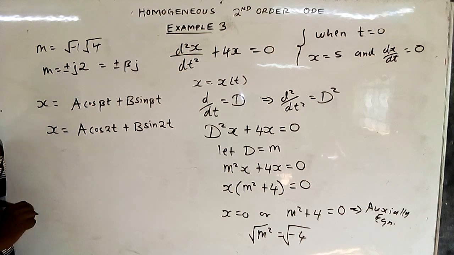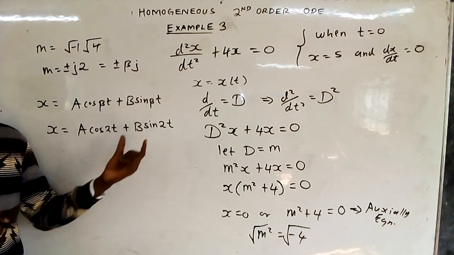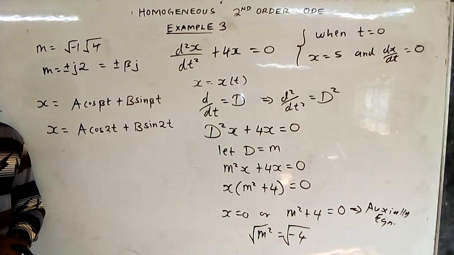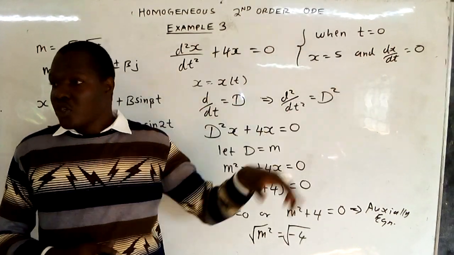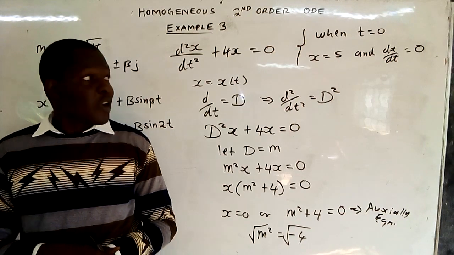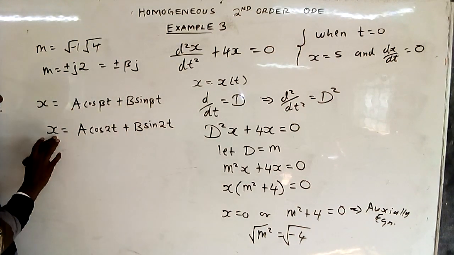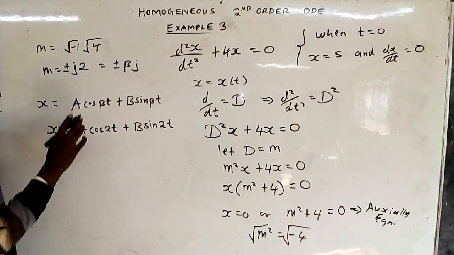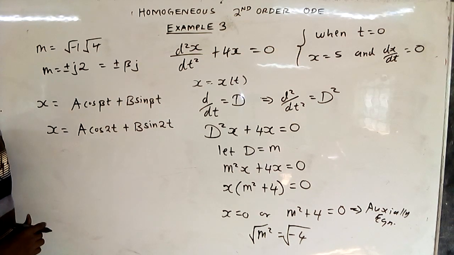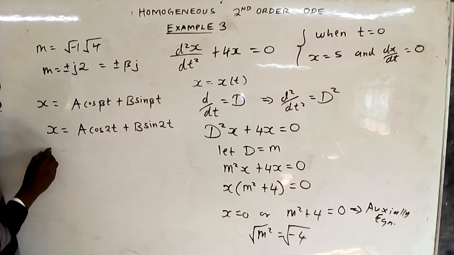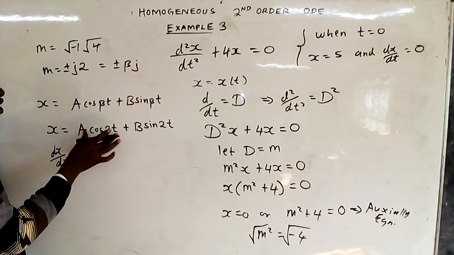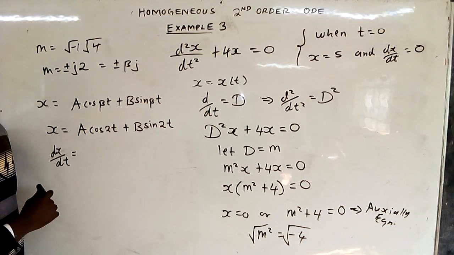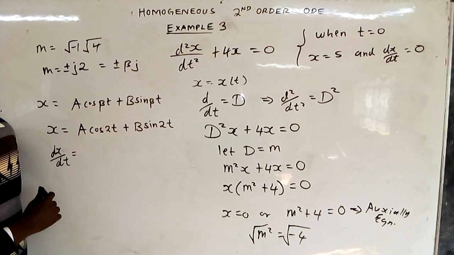Now after that, this is now the general solution. Now we need the particular solution given these boundary conditions, all those initial conditions, isn't it? So for us to use those initial conditions, we have to differentiate x with respect to t for us to get two simultaneous equations, isn't it? So if you differentiate x with respect to t, you get dx over dt to be, differentiating cos 2t, you get minus 2 sin 2t, isn't it?